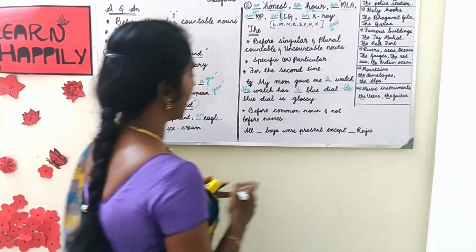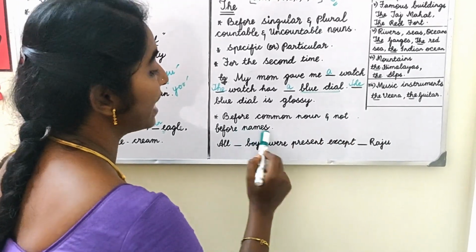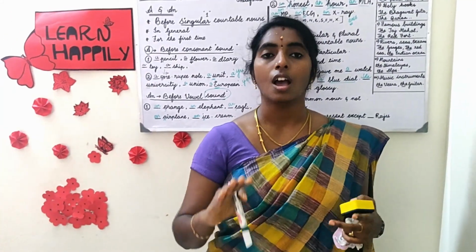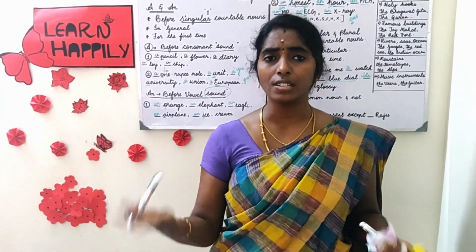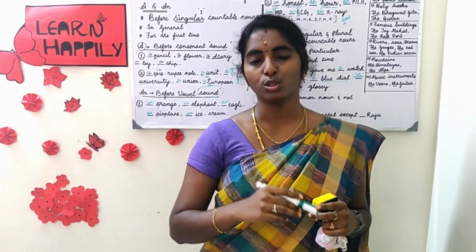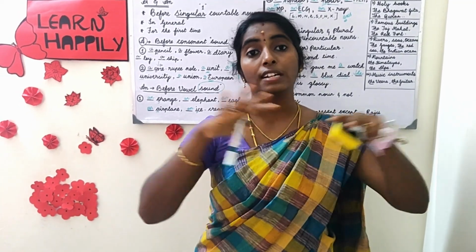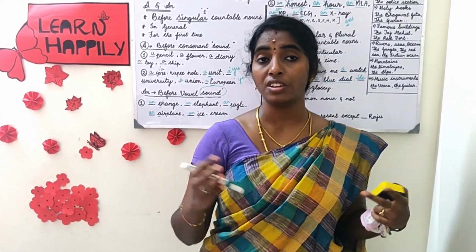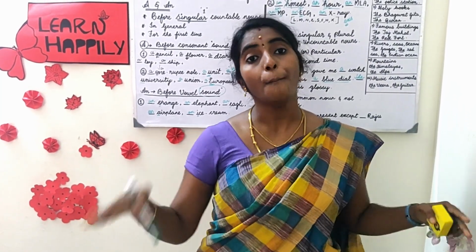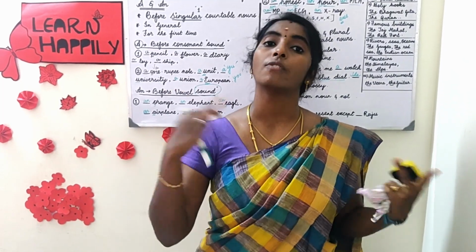Okay. The next thing, before common nouns and not before names. So you should use the article the before common nouns. What's a common noun? Very commonly used. The books, the classes, the school, the college. When it's so commonly used, you didn't mention which college it is. You didn't mention which book it is. Okay, so before common nouns you should use the, and not before the names of a person.